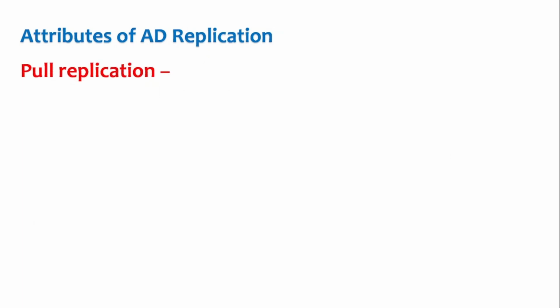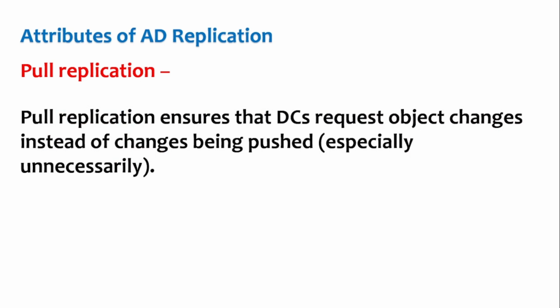The second attribute is Active Directory replication is always pull replication. So what do you mean by this? First of all, we'll understand what is pull replication. Let's say we have a target domain controller where a change happens. This domain controller will only notify the partners. So partners will pull the replication. The source domain controller will never push the changes. Rather, the target domain controllers or the partner domain controllers will pull it.